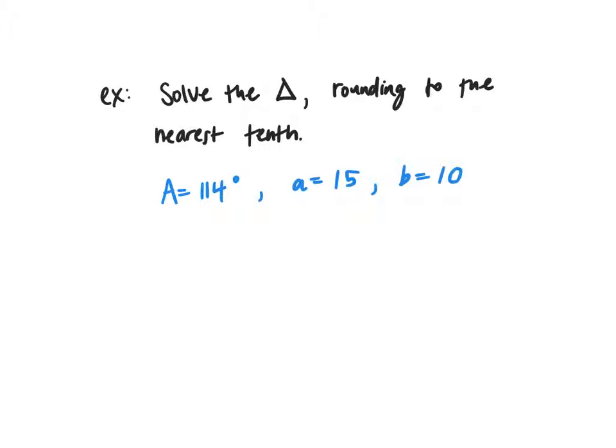Okay, let's take a look at an example. Solve the triangle, rounding to the nearest tenth, and you're given this information. The giveaway that I know right away that I will be able to use the law of sines is that I see that I have angle A and side A. So I have a pair of angle and side across from each other and another piece of information. So I know I can use the law of sines on this particular problem.